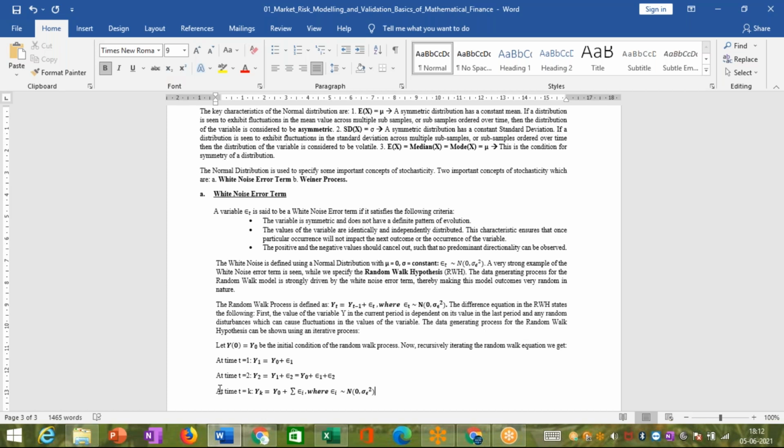So remember, this white noise error term is going to be the crux of your financial econometrics, while your Wiener process is going to be the crux of quant finance, and both of these two would be required for prediction and management of risks for the different market products, right?